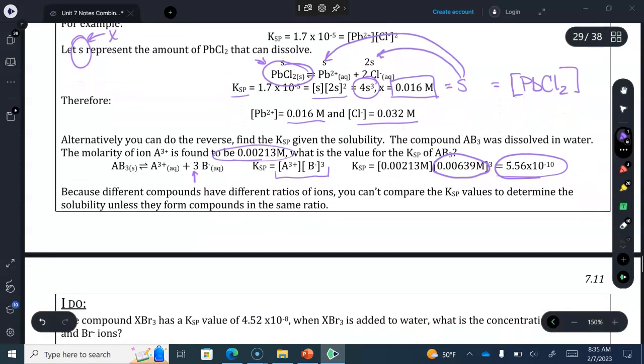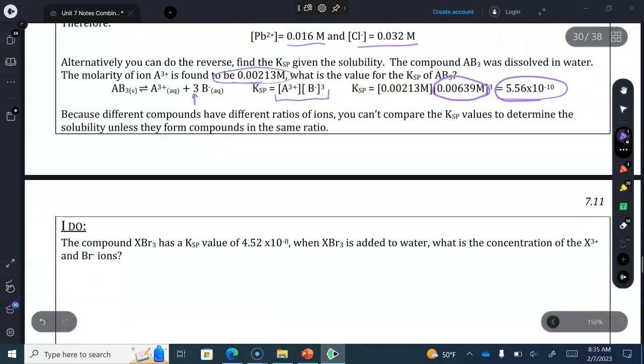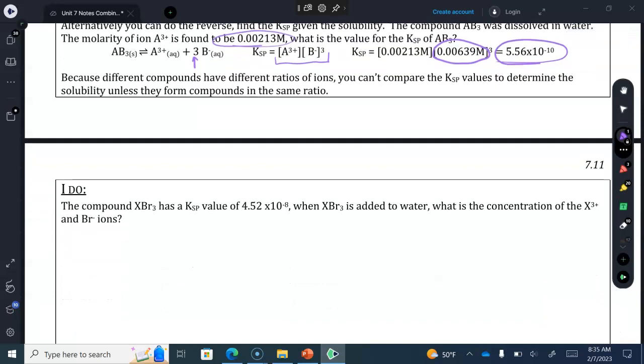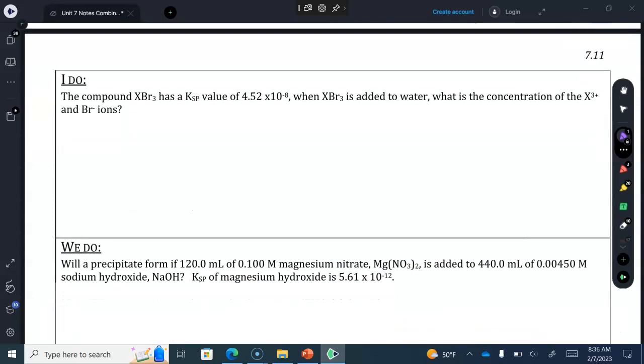Because different compounds have different ratios of ions, you can't compare KSP values to determine the solubility unless they form compounds in the same ratio. Okay, so like you can't compare the solubility of lead nitrate to aluminum phosphate because they form in different ratios. Okay, because it's like 1 to 2 versus 1 to 1. But if you had ones that had similar ratios, you could compare their KSP values to figure out which one's more soluble.